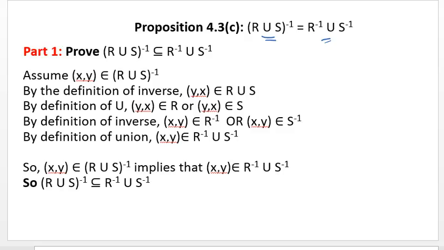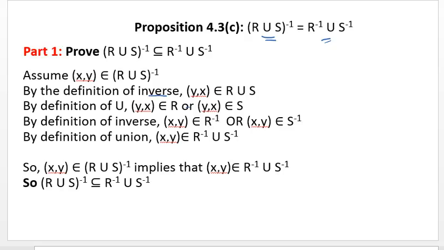So, to prove R union S inverse is a subset of R inverse union S inverse, let's first start out by assuming that we have some element xy that's in the first part. So xy is in R union S inverse. By the definition of the inverse, then, we know that yx is in R union S. So, if xy is in the inverse, then yx has to be in the initial relation. Oh, but by the definition of union, then, we know that yx is in R union S, so that says that yx is in R, or yx is in S.